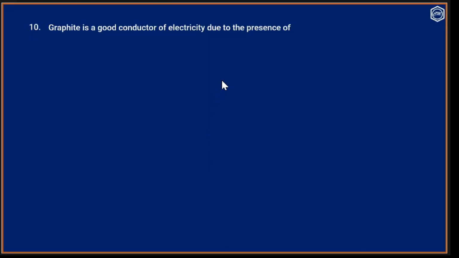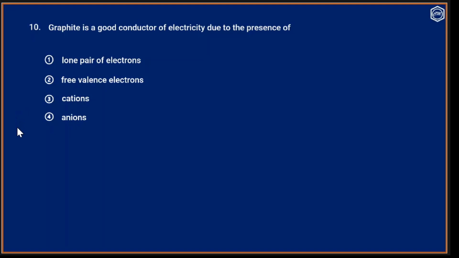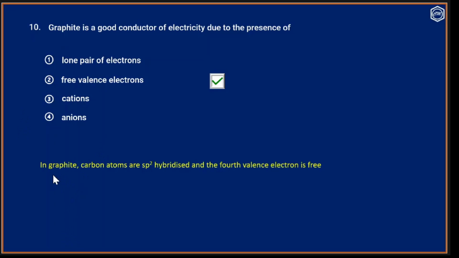Graphite is a good conductor of electricity due to the presence of: 1. lone pair of electrons, 2. 3 valence electrons, 3. cations, 4. free valence electron. So in graphite, carbon atoms are sp2 hybridized and the fourth valence electron is free.